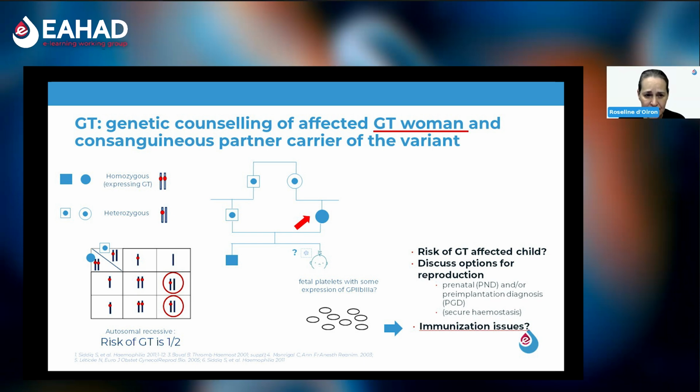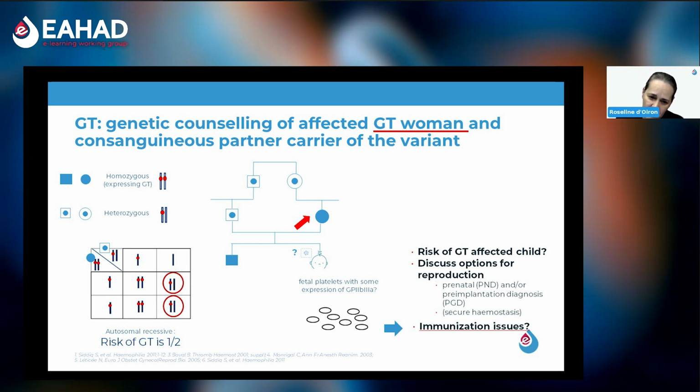Now, what could happen in the genetic counseling of an affected Glanzmann Thrombasthenia woman having a partner who is coming from the same community with some consanguinity, also carrier of the variant? Then you may have a risk of having an affected child as well. And here again, you may discuss the prenatal diagnosis and the pre-implantation genetic diagnosis, but you also have to secure hemostasis in case of these invasive procedures.